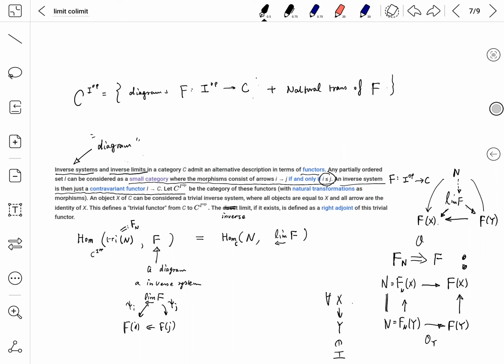And then you can describe the inverse limit as the right adjoint of what is called the trivial functor. What is the trivial functor? The trivial functor here is a map from C to C^(I op): give me an arbitrary object N of C, I'm going to define for you a diagram, because this diagram is the trivial one. Let me denote it by F_N. Let me describe what it is. This F_N is going to be a map from I op to C, but it's going to map any i to N.